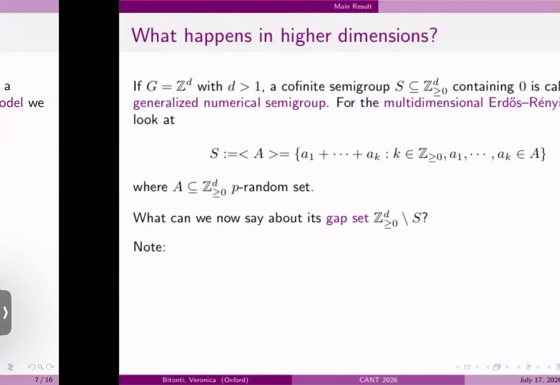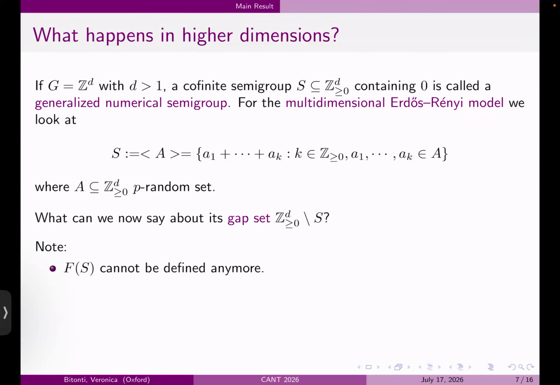However, we need to do some brief consideration here, because we have to note, first of all, that the Frobenius number, as we defined before, cannot be defined in the same sense. In the one-dimensional scenario, what was the Frobenius number? It was the size of the largest gap element. Here, this notion of largest, what does it mean? We do not have a unique definition of it. However, it does still make sense to look at what's outside our semigroup and count the size of the gap set.